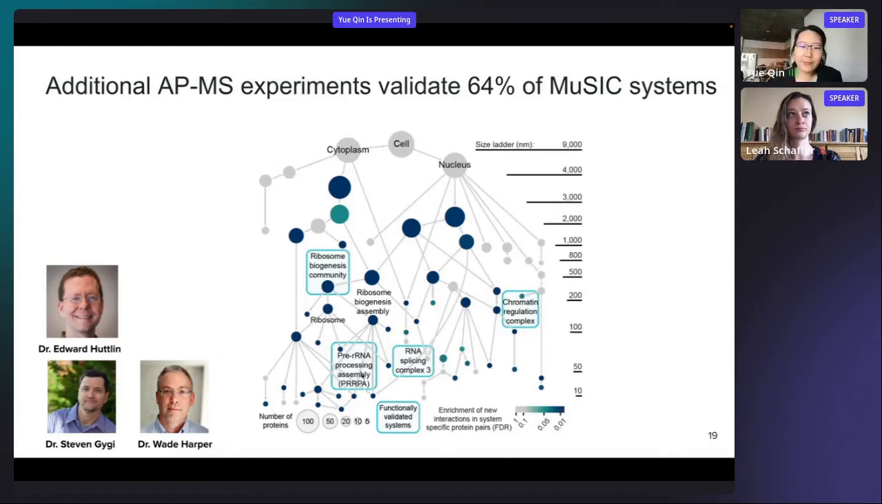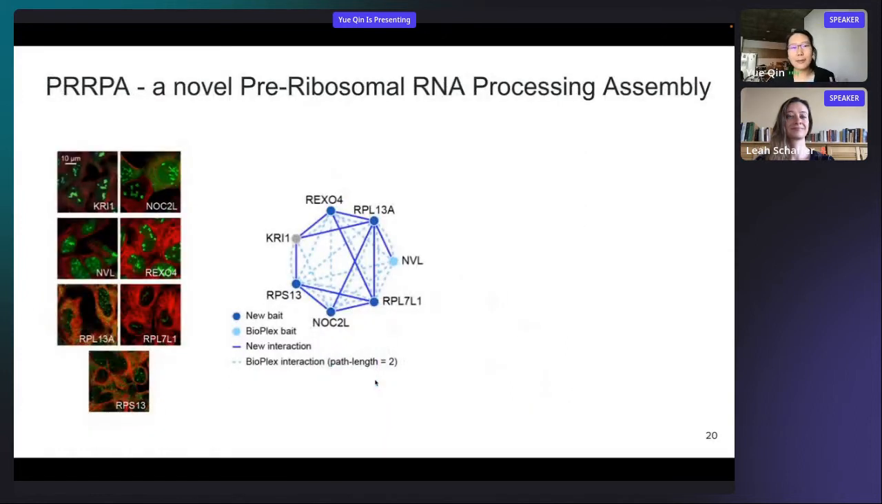We also further dived into the biological insights that you're able to get from several of these stories. Today I'll be introducing mainly two of the stories, and for the rest, please do check out our paper for these biological insights. First, I'll be introducing the pre-ribosomal processing assembly, which is a novel protein assembly that we found really interesting in our map. This assembly, which we named PRRPA, consists of 7 proteins, and they're grouped in the map due to the similarity in the protein localization, which is shown here as a nucleolar localization, and also due to their similarity in the protein neighborhood.